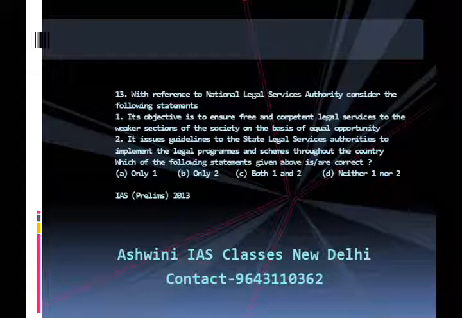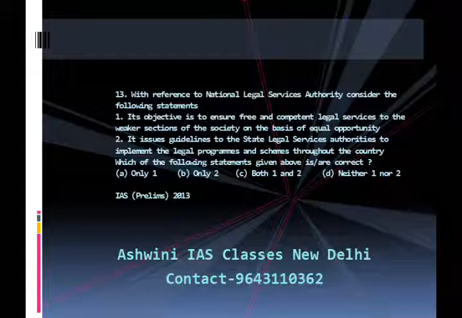This question has appeared in IAS Prelims 2013. Here the answer is C, that is both 1 and 2. I'm just repeating, both 1 and 2. One, its objective is to ensure free and competent legal services to the weaker sections of the society on the basis of equal opportunity. Second, it issues guidelines to the state legal service authorities to implement the legal programs and schemes throughout the country.